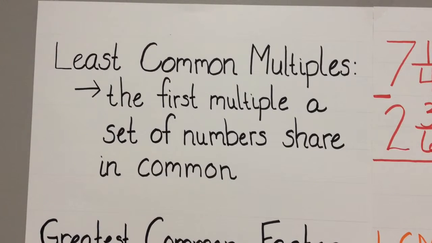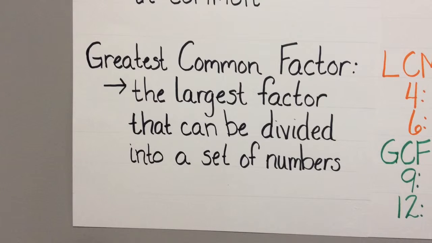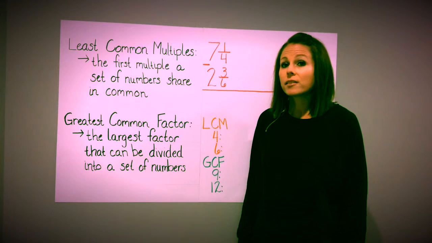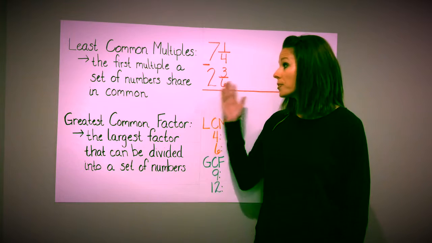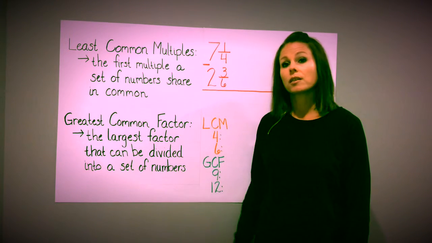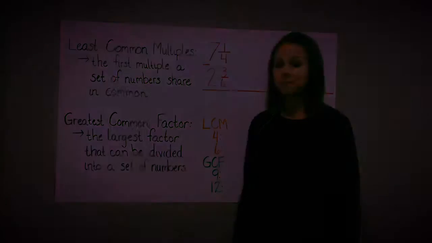Least common multiple is the first multiple a set of numbers share in common. Greatest common factor is the largest factor that can be divided into a set of numbers. These math terms are essential to understanding how to subtract mixed numbers. As we go through today's problem, I encourage you to work along with me. By going through the steps together, you will better understand how to subtract mixed numbers.